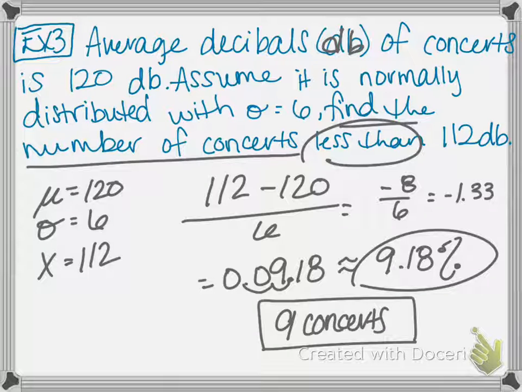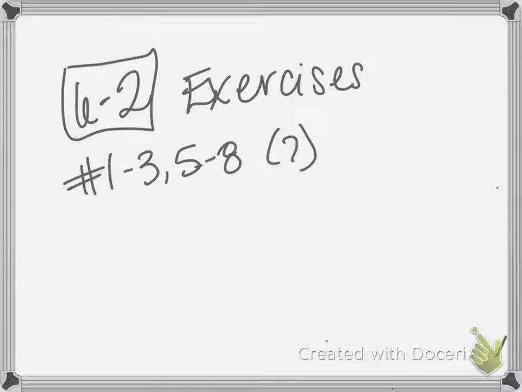Okay, and so this gets you to your homework, which is, let me look that up. All right, so I finally found it. It's the 6-2 exercises, numbers 1 through 3, and then 5 through 8 all. Okay, so it's all of these, a total of 7 problems. Again, you don't have to write down the entire problem, just write down the key bits of information, such as the mean, the value, and then the standard deviation. Plug it into the formula, and then go from there.